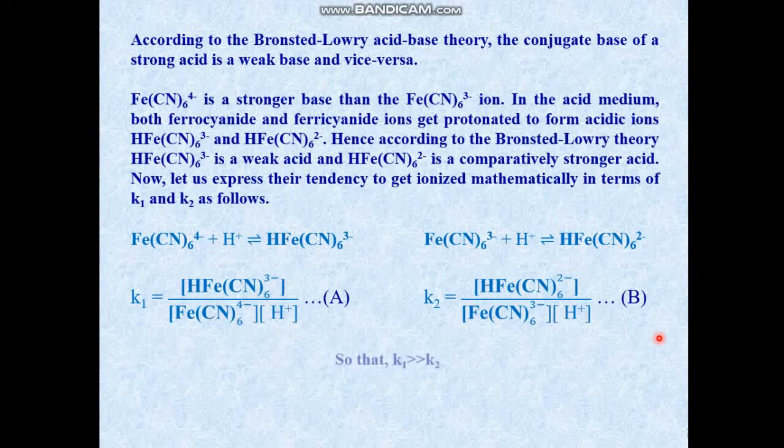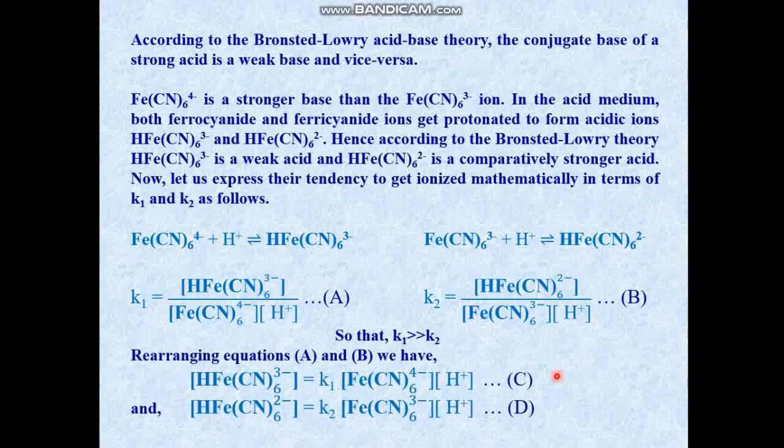Okay. Now we know that K1 is very much greater than K2. Why is K1 greater than K2? Because this is a comparatively weak acid, so it does not decompose. So the numerator in this parameter is very large, so the K1 value should be very high compared to this K2 value. And if you rearrange equation A and B, then we get equation C and D.